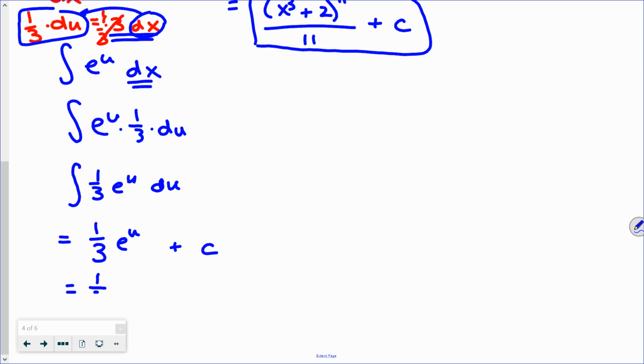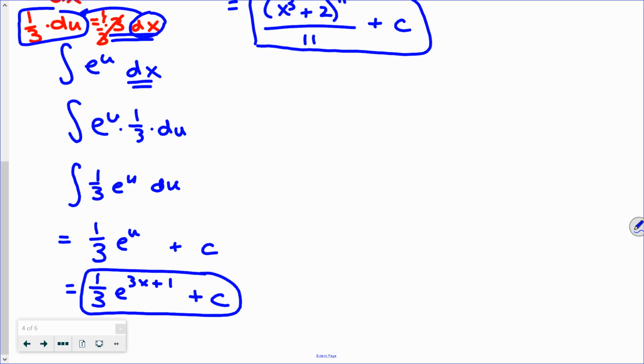Now I've got 1/3 e, and I've got to change the u back to 3x plus 1. And don't forget the plus c. And this is the original function that had as its derivative e to the 3x plus 1. You could always check it by doing the chain rule and making sure that the derivative comes out to what you want it to. Let's see what we've got on the next slide for further practice.